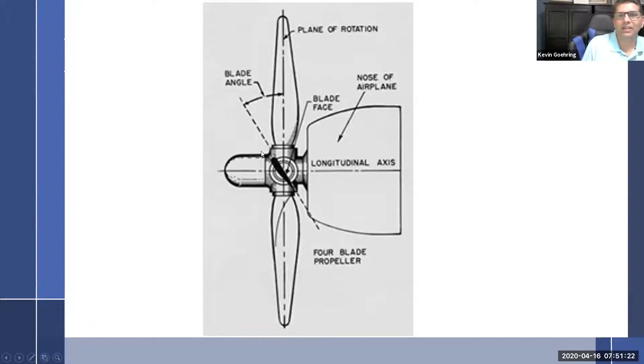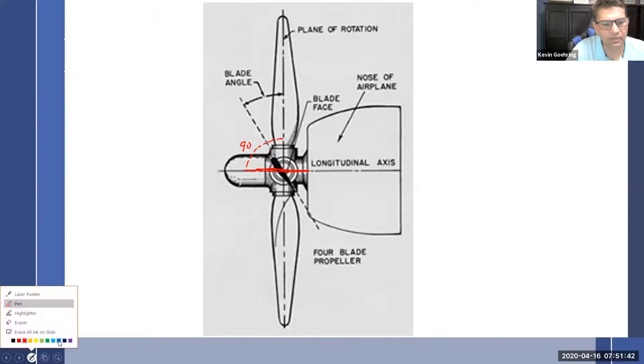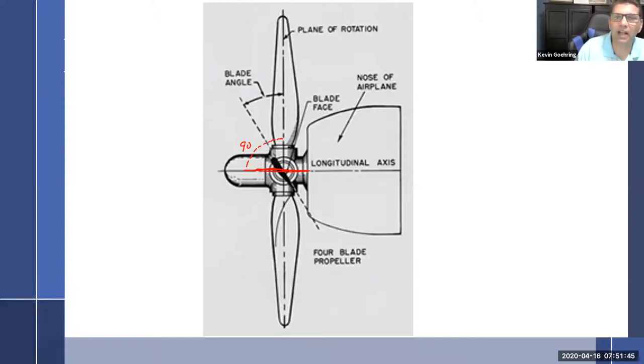So if the propeller, and I'll use different colors this time, if the propeller rotated, and it does, and it rotates to this plane right here, okay, then this is my angle right here, right? And that angle would be 90 degrees. And then if it went the other way, let me use a different color, and if it rotated up and was facing this way, then the angle would be 0 degrees, right?